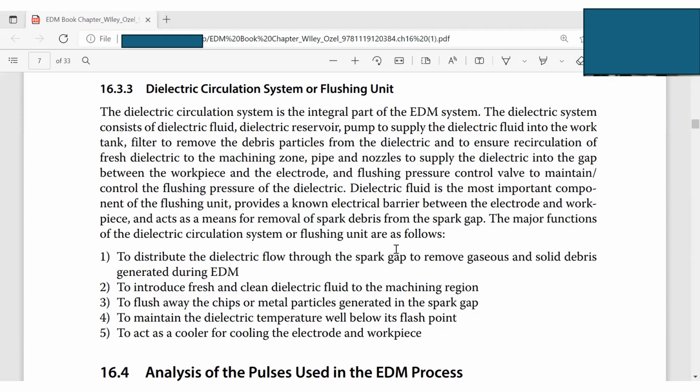But this is one of my research areas. I want to see under what condition and what vibration frequency and amplitude I can get a desired cooling rate. And if I can control the cooling rate, I can control the microstructure of the workpiece after EDM.